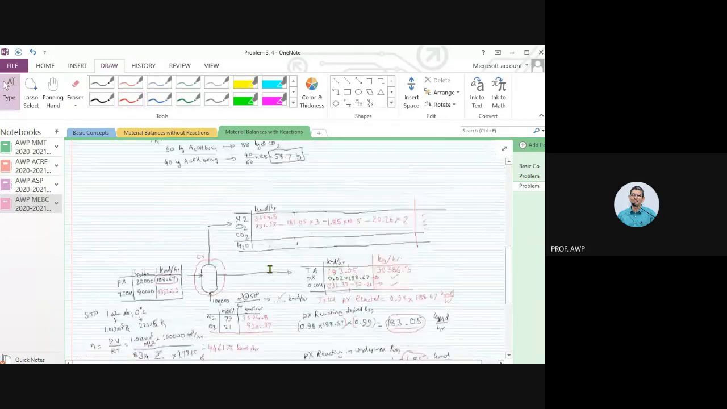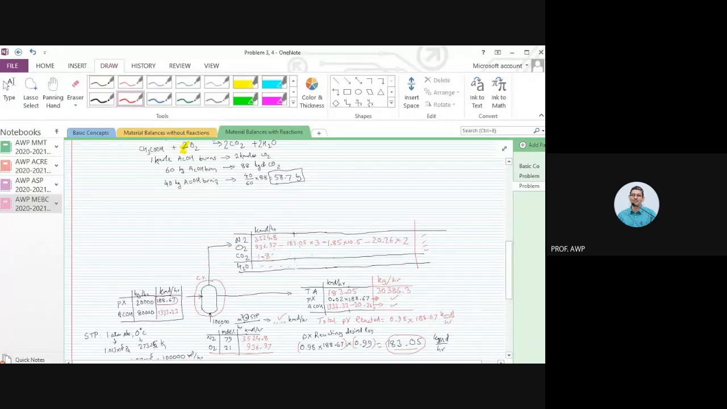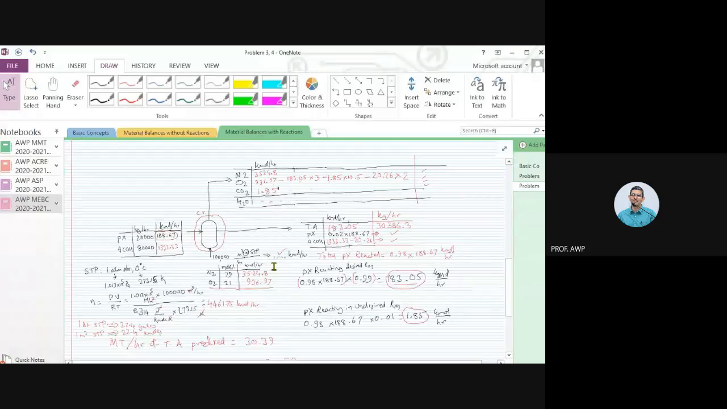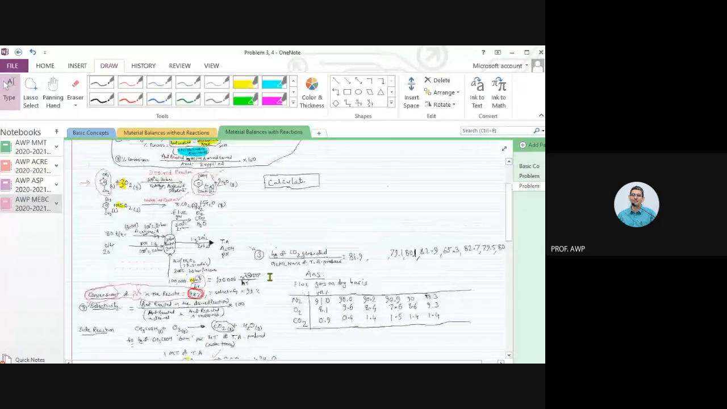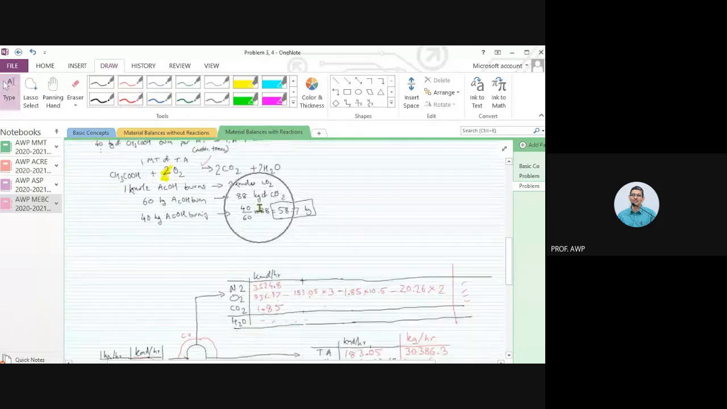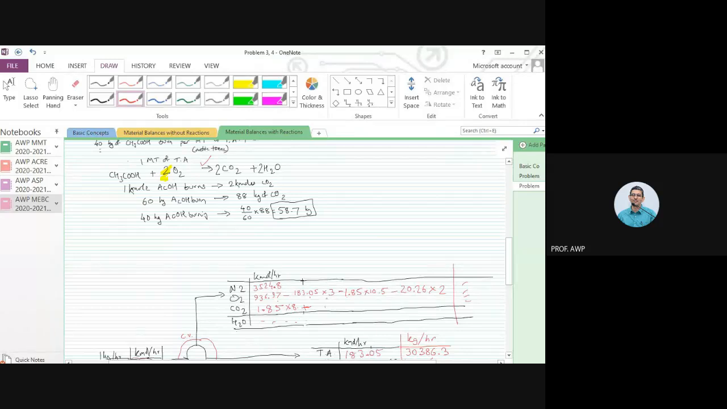Carbon dioxide generated from second reaction and carbon dioxide generated from third reaction. Second reaction, how much paraxylene is reacting? 1.85 kilomoles per hour of paraxylene is reacting in the undesired reaction. What is the stoichiometry? 1 mole of paraxylene will give us 8 moles of carbon dioxide. So this is 1.85 multiplied by 8 plus the side reaction of acetic acid, 20.26 into 2. 1 mole of acetic acid reacts, it gives us 2 moles of carbon dioxide. So how much is this number total? 1.85 into 8 plus 20.26 into 2. This is 55.32 kilomoles per hour of carbon dioxide.